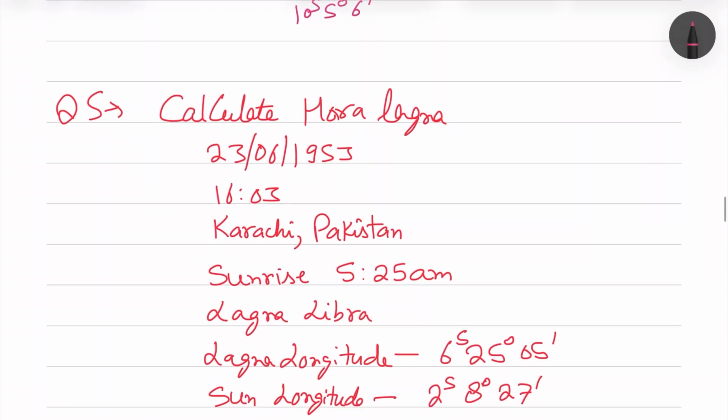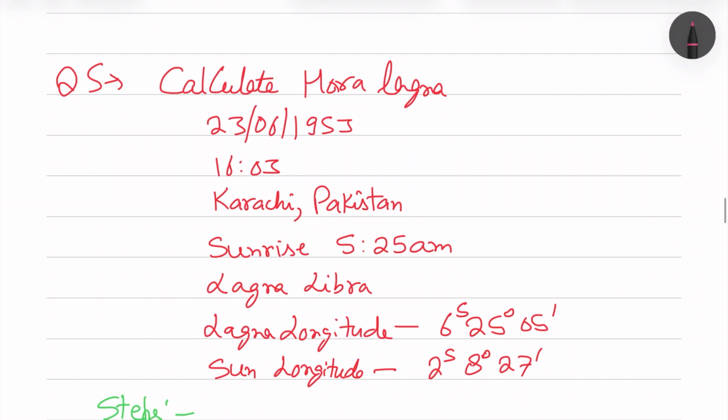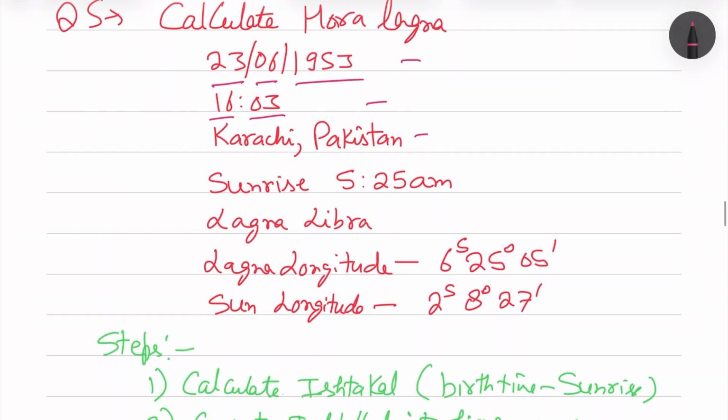The next question is calculate Hora Lagna if some value is given. The date of birth is 23/06/1953, 1603, Karachi, Pakistan. This is the time of birth, date of birth, place of birth. Sunrise is 5:25 a.m. Lagna is Libra. Lagna longitude is 6 sign 25 degree 5 arc minute, and Sun longitude is 2 sign 8 degree and 27 arc minute. Since it is an odd Lagna, we have to add whatever calculation we do to the sun's longitude. That's why these values are given.